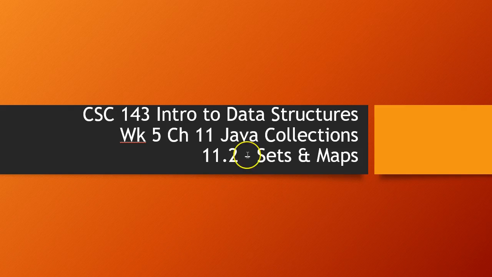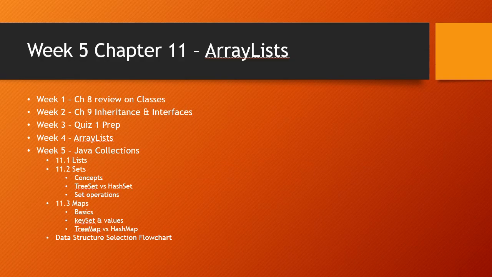We are continuing Chapter 11 of Building Java Programs, talking about sets and maps in this video. We've already talked about lists in the previous video, and now we're going to be talking about sets. We're going to go over the basic concepts, look at the two implementations, TreeSet versus HashSet, and look at set operations. And we'll take a look at some PracticeIt problems.